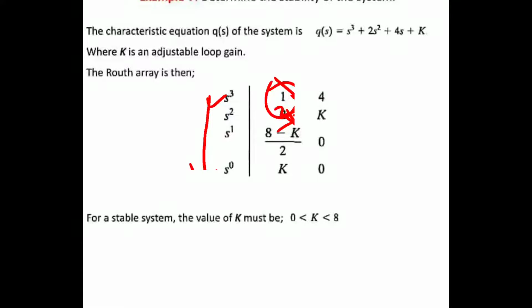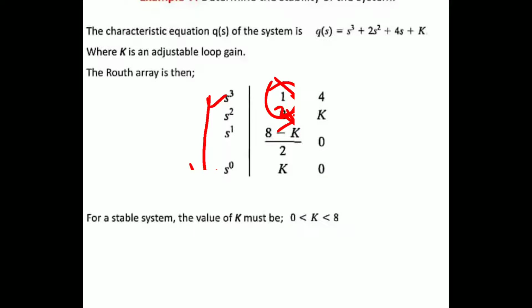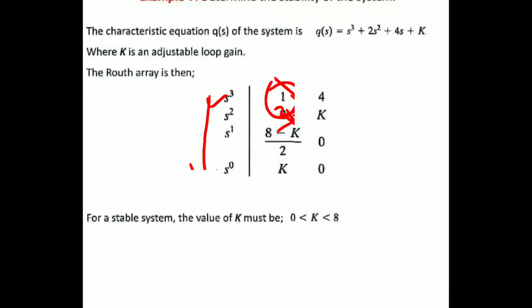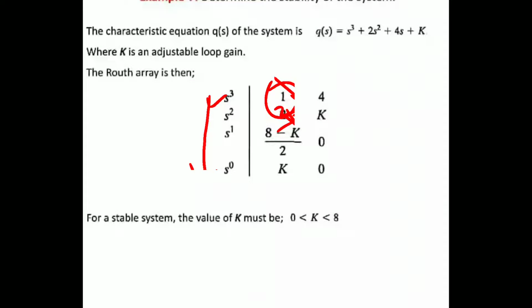So again, analyzing the stability, the first column elements are 1, 2, 8 minus k by 2 and k. So 8 minus k should be greater than 0 and k should be greater than 0. Equating these two terms with 0 will give the range of values of k, that is 0 to 8, for which the system is stable.